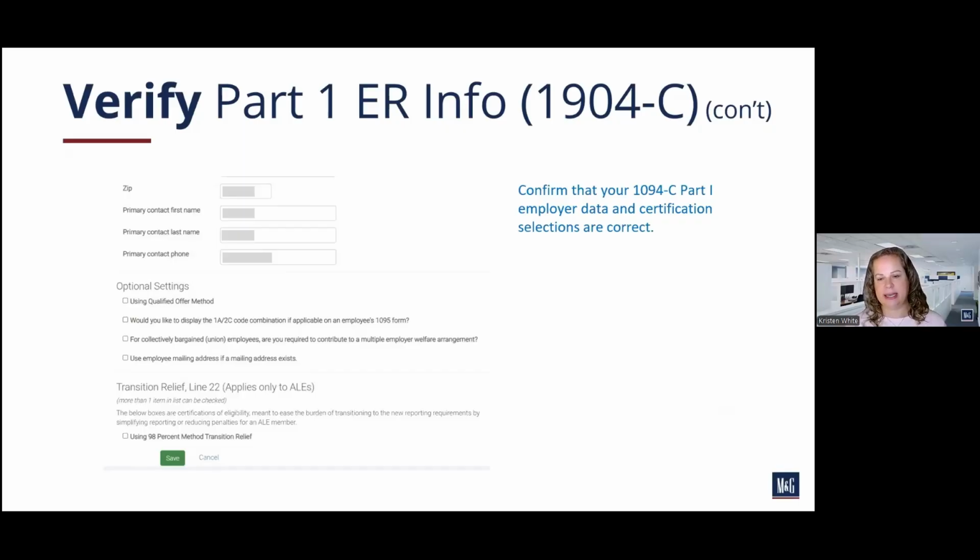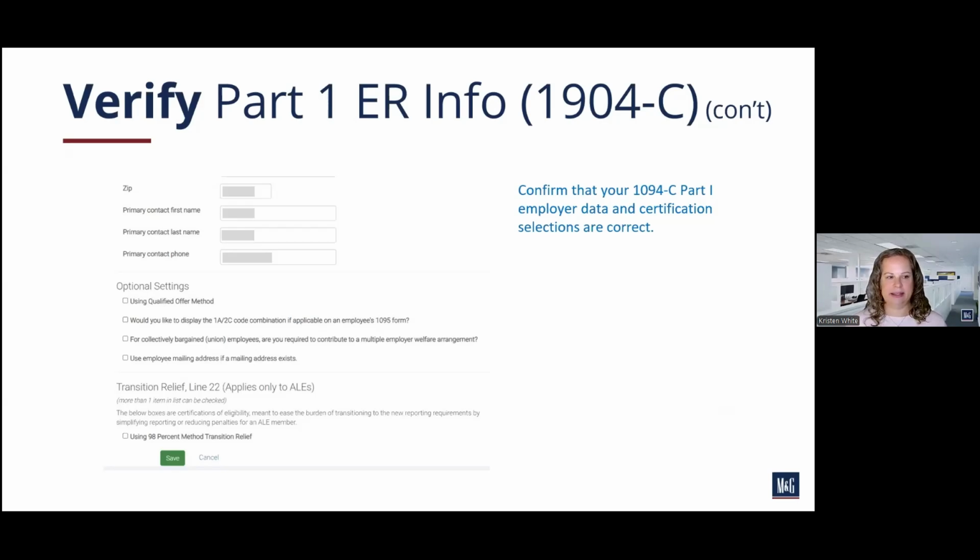Regardless, if you check the second item, the 1A code will still populate, which is really all you need on the forms. Checking the second box will trigger the system to populate 2C for the months the employee is enrolled, which is optional if you use the qualified offer method.